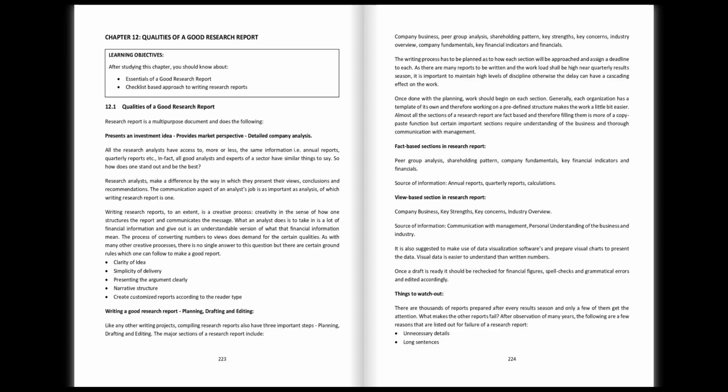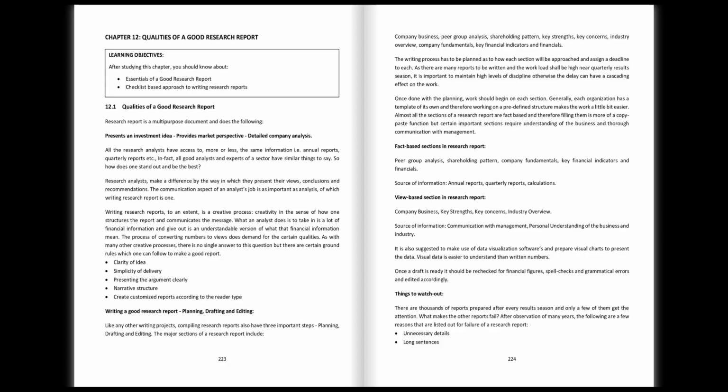Writing a good research report: planning, drafting, and editing. Like any other writing projects, compiling research reports also have three important steps: planning, drafting, and editing. The major sections of a research report include company business, peer group analysis, shareholding pattern, key strengths, key concerns, industry overview, company fundamentals, key financial indicators, and financials.